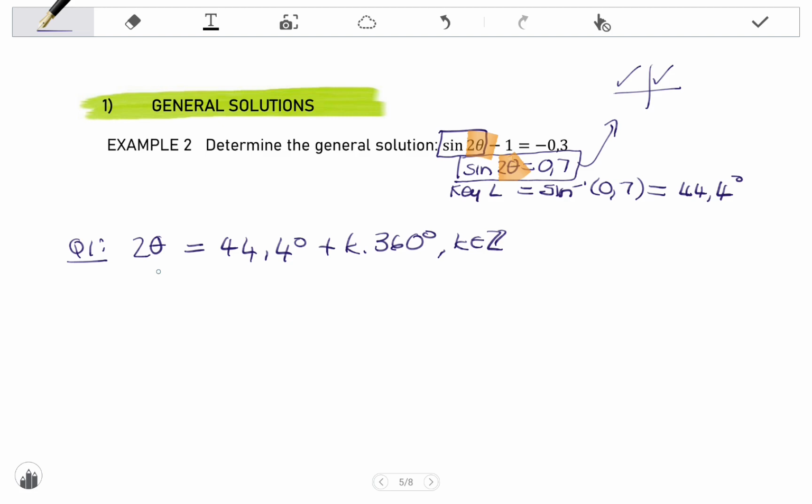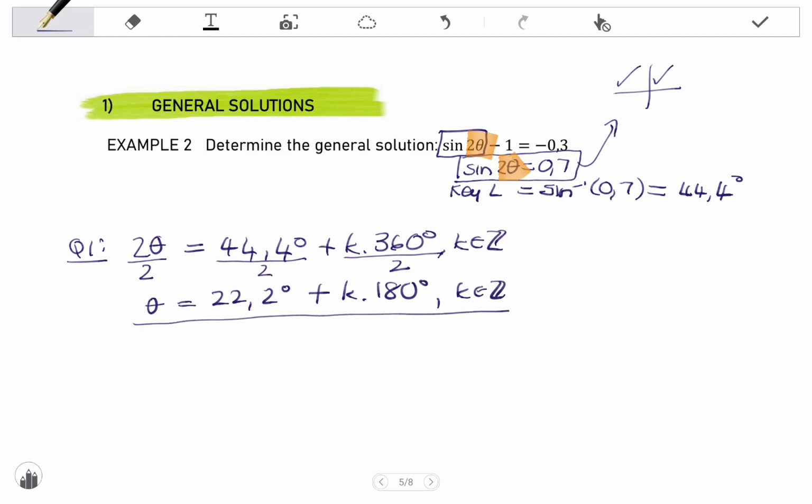Then the final step was to solve for the angle. Now here, solve for the variable. So my variable is theta. So what I need to do is I need to divide by 2. But I divide every term by 2. So I have theta equals 22,2 degrees plus k times 180 degrees. So that is the general solution for the first quadrant.